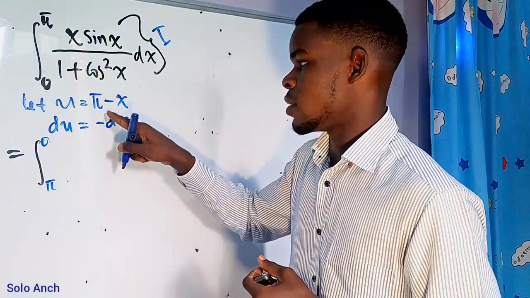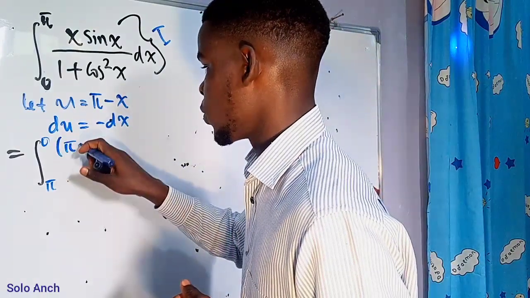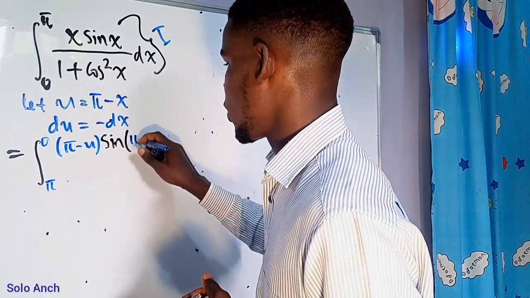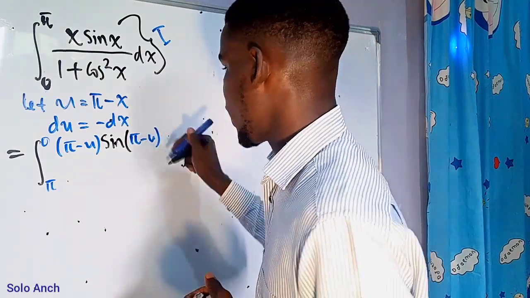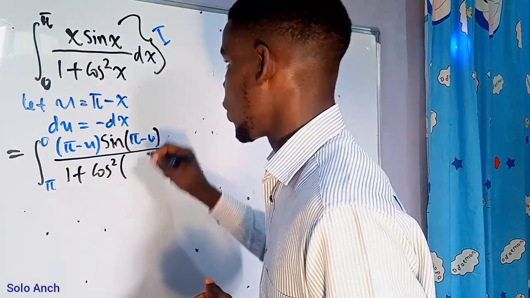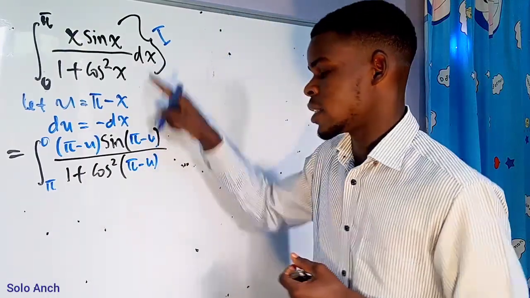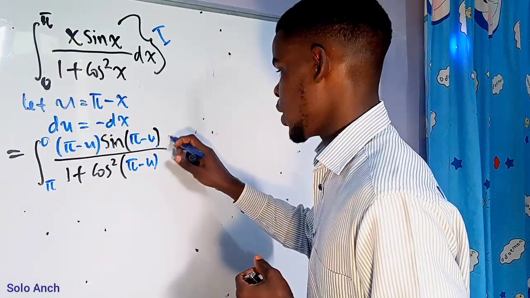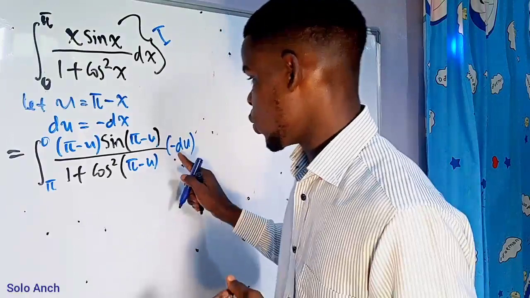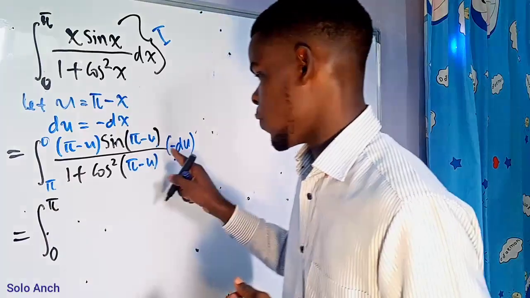This is x, where x is pi minus u, right? So we have pi minus u in place of x. Then sine of x will become sine of pi minus u, and then we divide that by 1 plus the square of cosine of x, which is pi minus u, right? So we subtract u from pi, and then the dx is going to be negative du. So let me just put the negative du here anyway. Okay, you notice that this is not really good, so we are going to use this negative sign to correct that. That will become the integral from 0 up to pi, right? So we've used this negative.